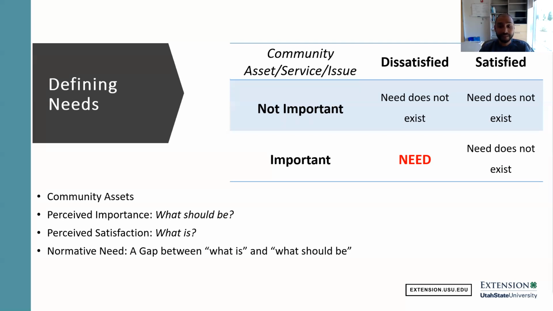So in the survey, a typical question would ask, how important is this asset, community service or issue to you? And then a follow-up question would ask, are you satisfied with the current state of this issue? Looking at the table here, if a resident is dissatisfied with an important community asset or service, then a need exists. The normative need is a comparison between satisfaction and importance.